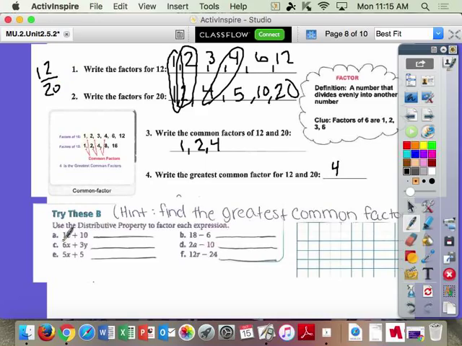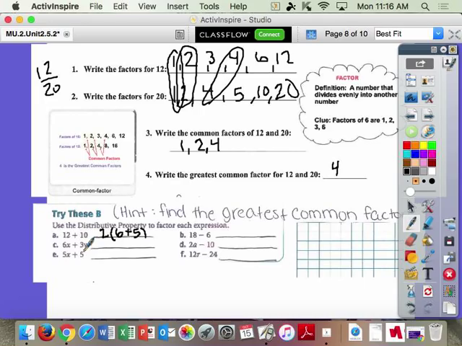So if I look at the numbers 12 and 10, what are some numbers that go into both of these? Well, 2, 1. Anything else? 2 is probably going to be the biggest, so I'm going to put a 2 on the outside. What is 12 divided by 2? 6. What is 10 divided by 2? 5. And then if I distribute this back out, I should get this. Okay?